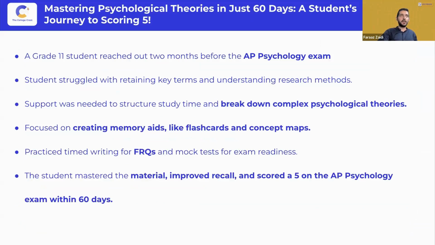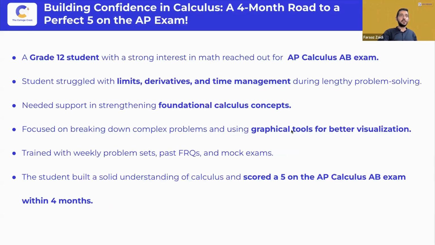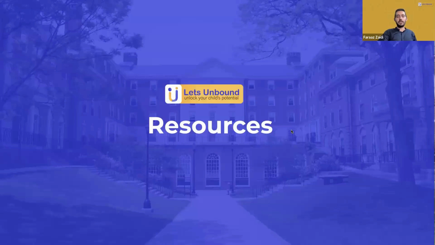Another quick example of mastering psychological theories: a student who had just joined us a couple of months before, we helped them master the material and improve their recall. And the student ended up scoring a 5 on AP psychology within 60 days. So these are just quick examples of the various success stories that we have had over the past.